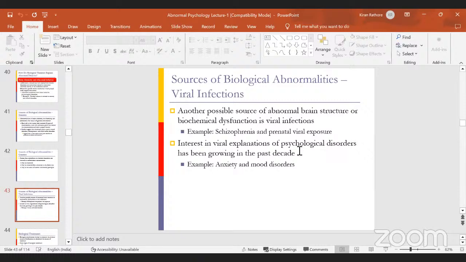Viral infections have also been found to trigger mental illnesses. If there is prenatal exposure to viral infection... they found that in winters the chances of getting viral infections are more, and children with prenatal viral exposure have been implicated with schizophrenia.